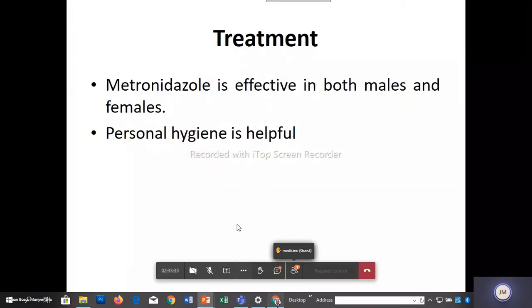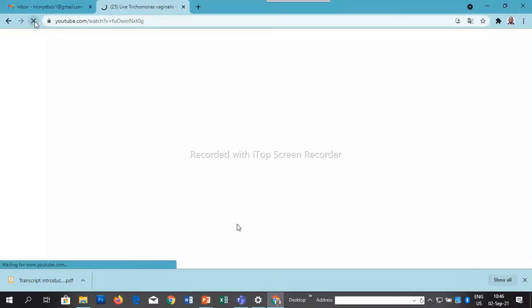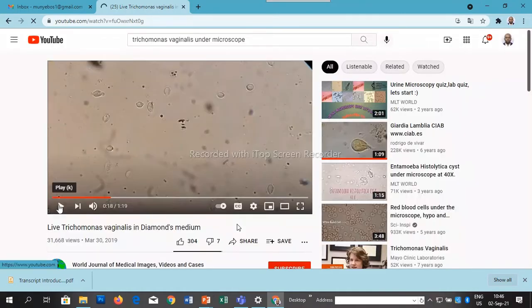So if we can just have a look here at Trichomonas vaginalis, how it looks like on microscopy. Let me show you this one. It's a flagellate and it has flagella. There are 5 flagella that help the parasite to move. So let's have a look.